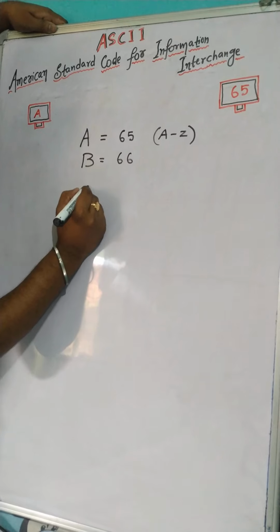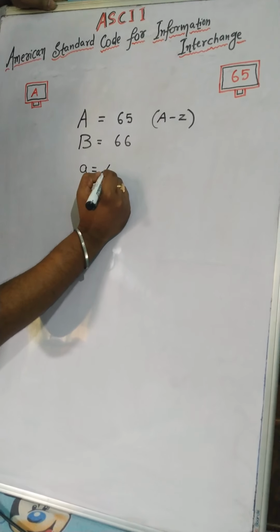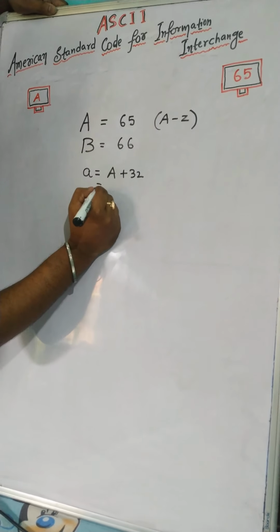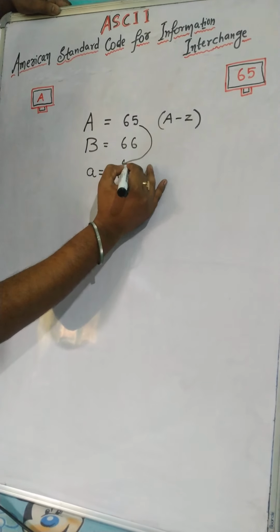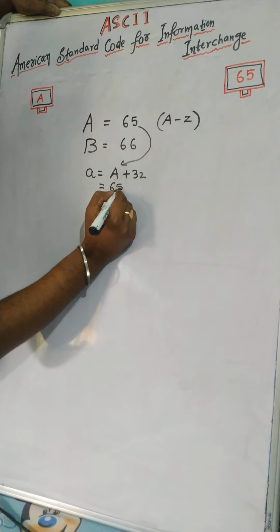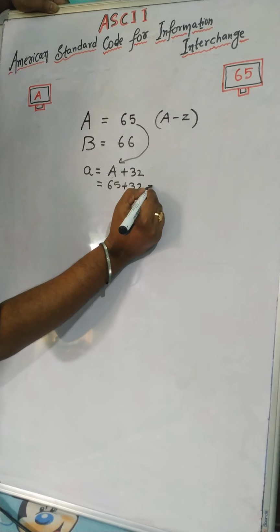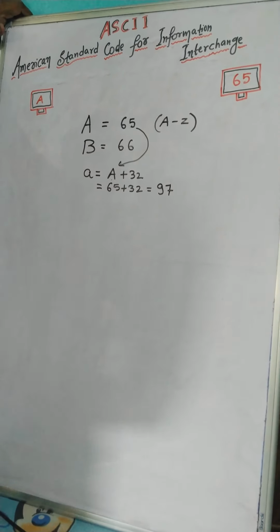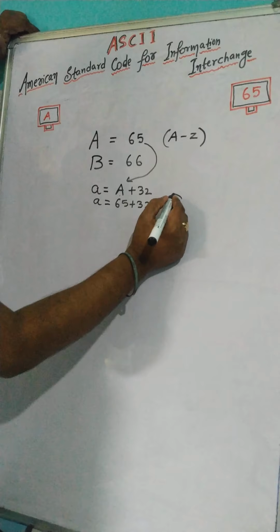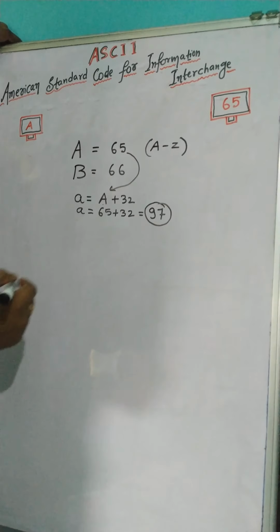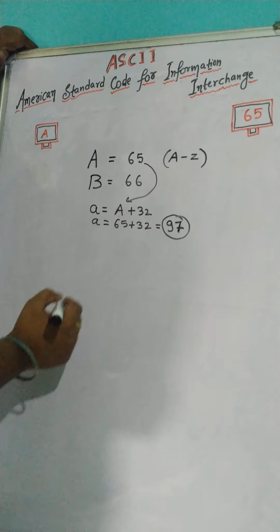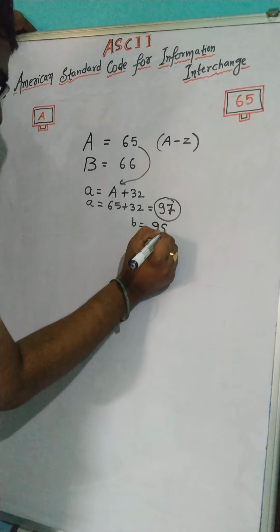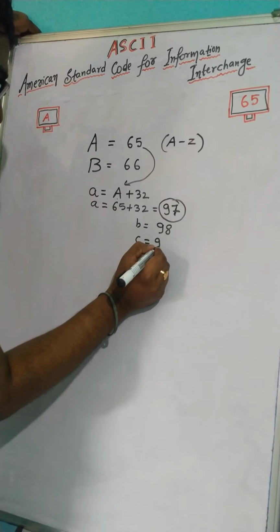Like that, the value of small a is equal to the value of capital A plus 32. The value of capital A is how much? You see, it is 65. So I will write 65 plus 32. This is altogether how much? This is altogether 97. That means the value of small a is 97. Then what is the value of small b? The value of small b will be 98. Like that, small c is 99.